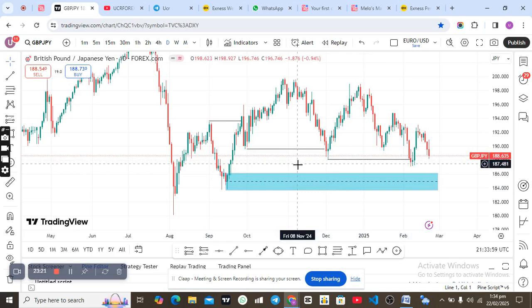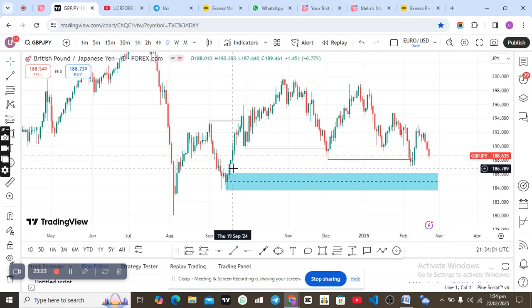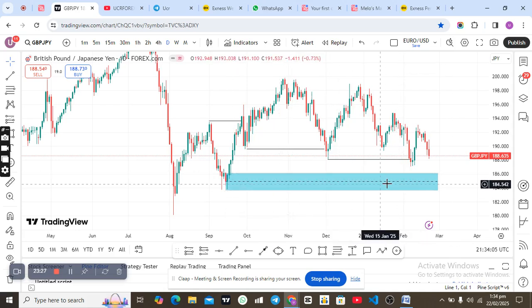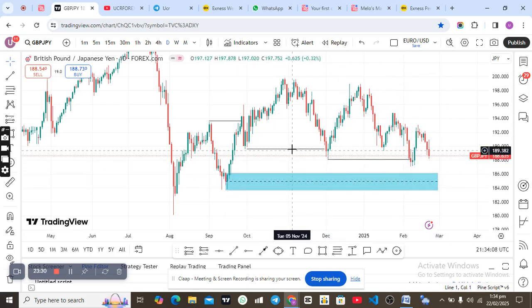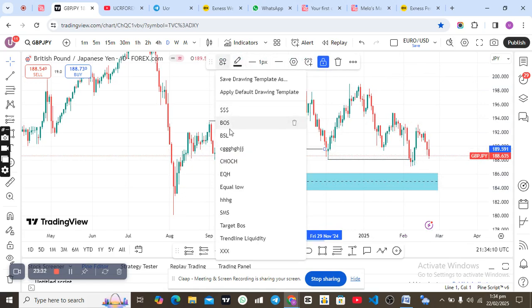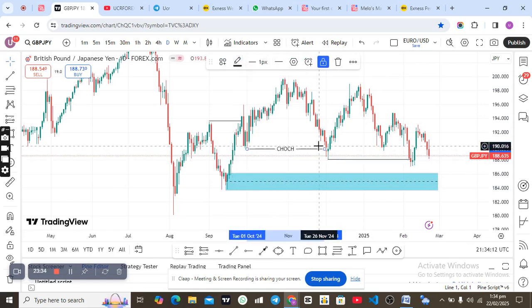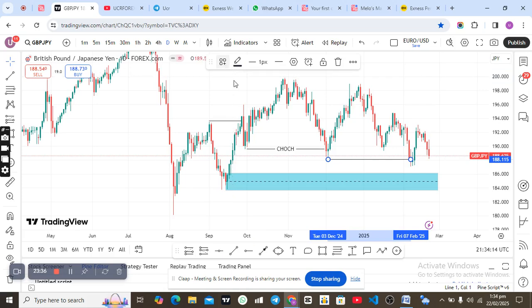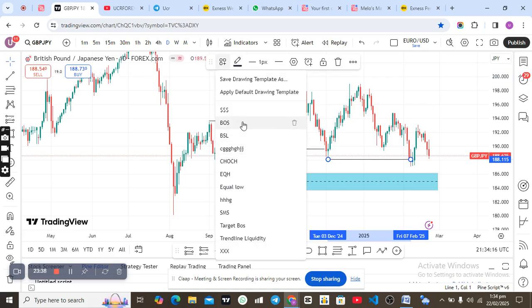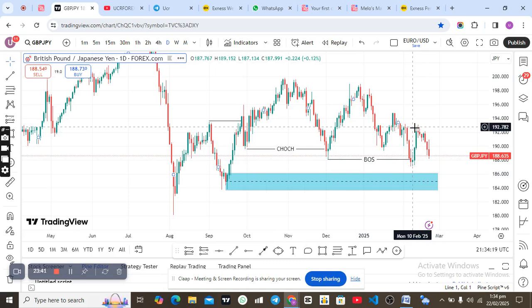This is a daily time frame, and this is what we call an unmitigated point of interest. Price has not touched this zone. And what you can see is a major structure change of character, and this is a major structure BOS. Now we can see a retracement to the downside.